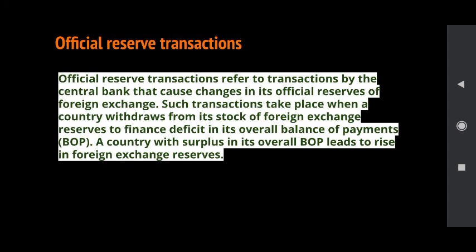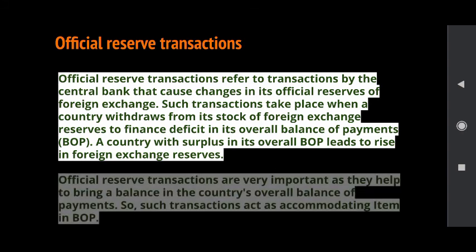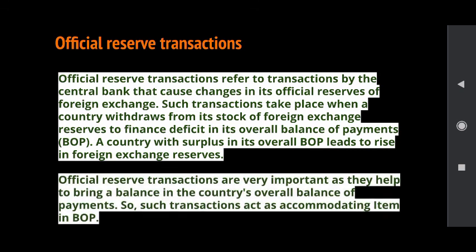A country with surplus in BOP leads to a rise in foreign exchange reserves. So official reserve transactions are very important as they help to bring a balance in the country's BOP account, and so such transactions act as accommodating items in balance of payment.